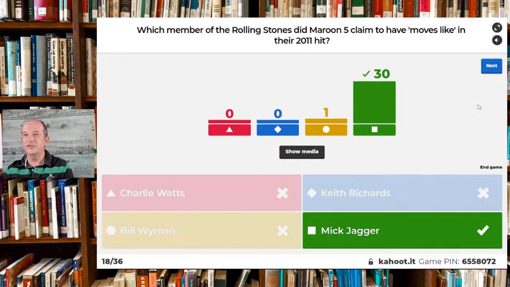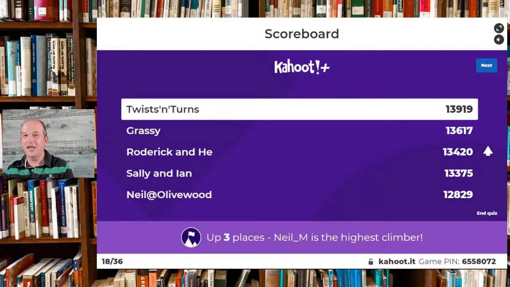So let's see. Alien Ant Farm. Oh, nil, really? Let's see what that's done to the scoreboard. Probably not a lot, I suspect. Roderick and Helen overtaking Sally and Ian there. Everyone else staying in pretty much the same place. So well done. Absolutely brilliant.